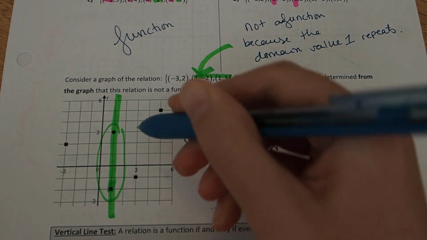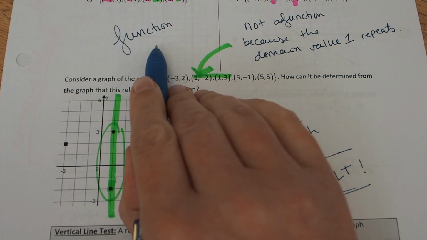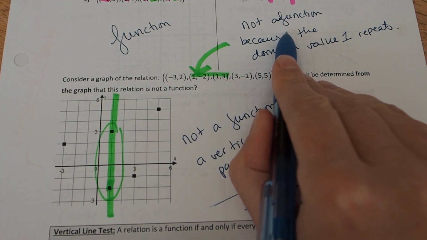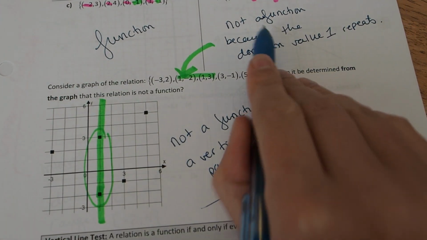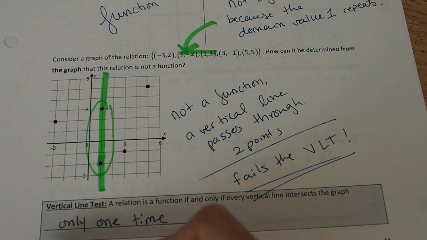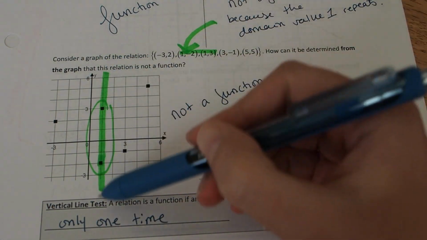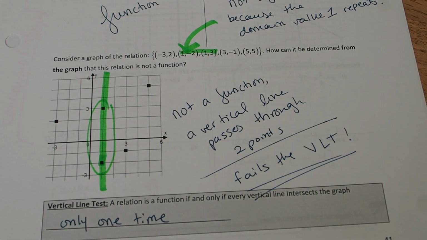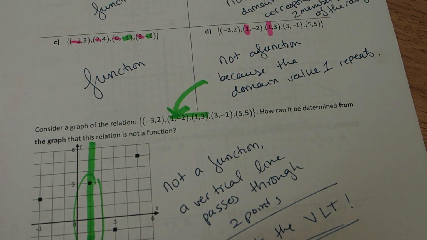It's got to be a graph. You have to see a graph to be able to fail the vertical line test. You couldn't use the vertical line test as a reason for a set of ordered pairs not being a function, but if you saw the graph or drew the graph, you can say that it's not a function if it fails the vertical line test because the vertical line goes through 2 or more points.